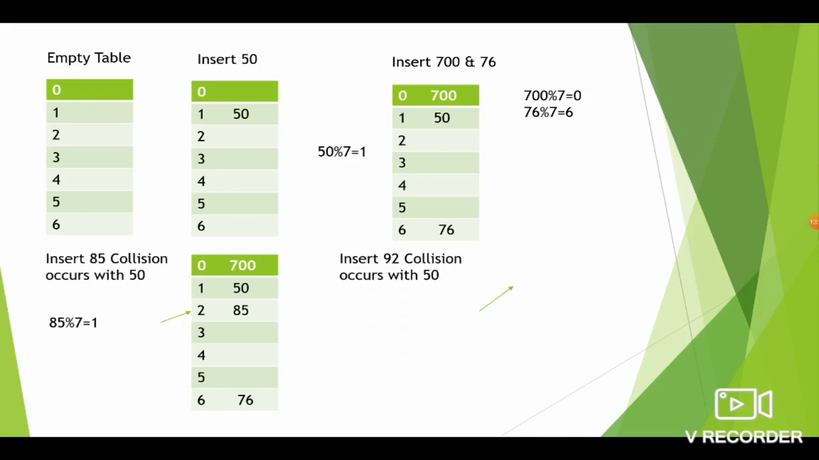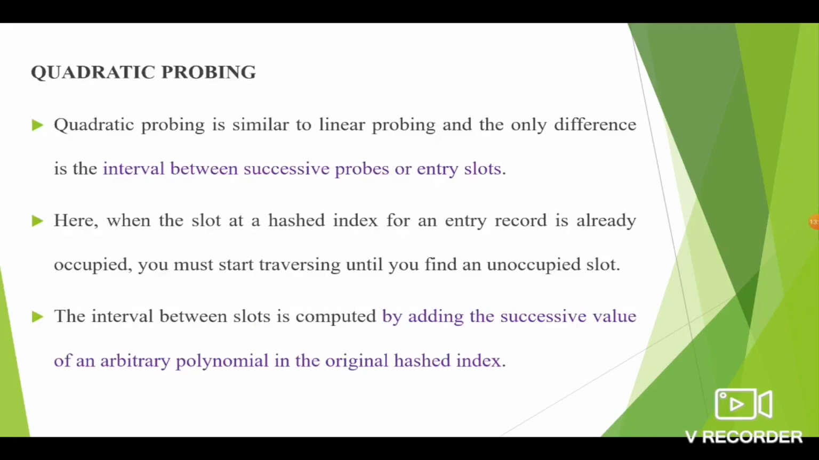When we insert 92, again a collision occurs with 50 because 92 modulus 7 equals 1. So if a collision occurs, then we have to search for the next free slot, but 2 is occupied. Since 3 is free, you can use that location to hold 92. Okay, so this is what happens in linear probing.